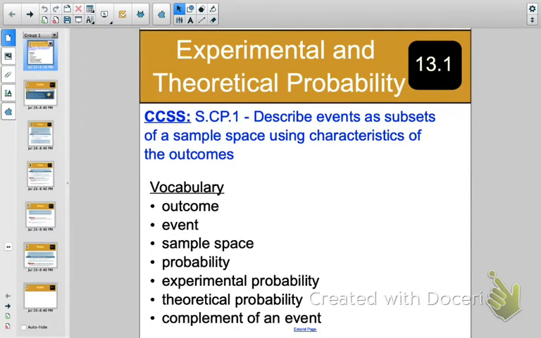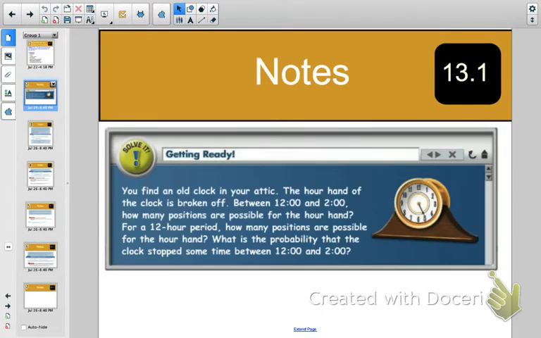I know you guys were starting contradictions, but we're going to put that on hold for the moment and just get right into chapter 13, which is on probability. So 13.1 and 13.2 is what we're going to do in this video. It's about experimental and theoretical probability first. Lots of vocab: outcome, event, sample space, probability, experimental, theoretical, and complement. So let's get to it.